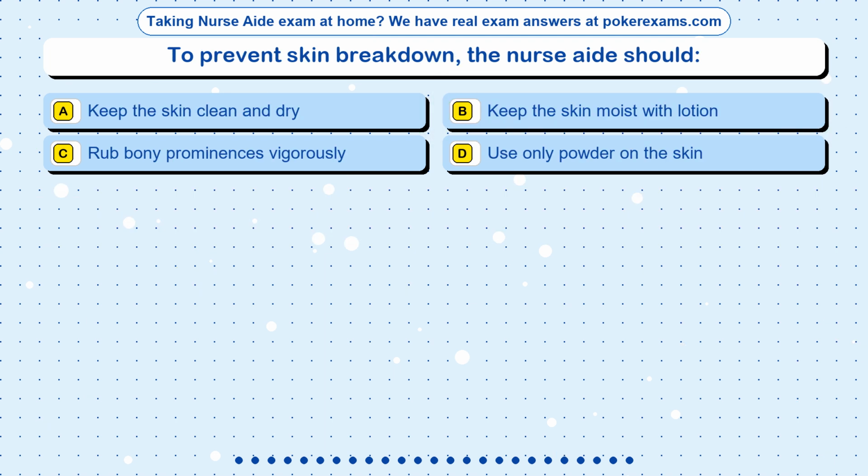Question 6. To prevent skin breakdown, the nurse aide should: Option A. Keep the skin clean and dry. Option B. Keep the skin moist with lotion. Option C. Rub bony prominences vigorously. Option D. Use only powder on the skin.